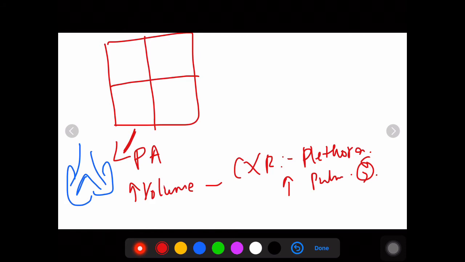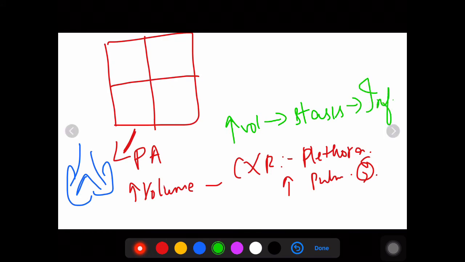Because there's a lot of blood in here, it's going to cause an increase in volume, isn't it? Increase in volume means stasis. Stasis means a very high chance of getting infection. So there's a very good chance the person gets an infection. The child is going to get repeated, recurrent respiratory tract infections, all right?